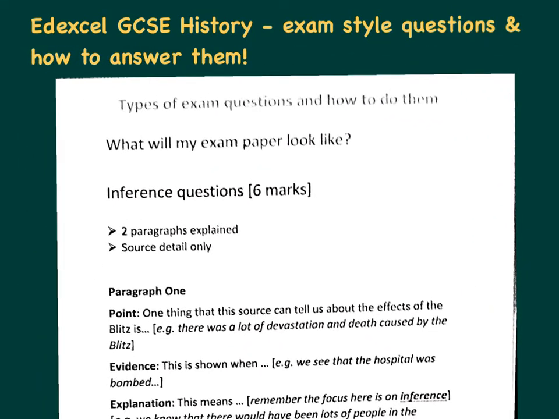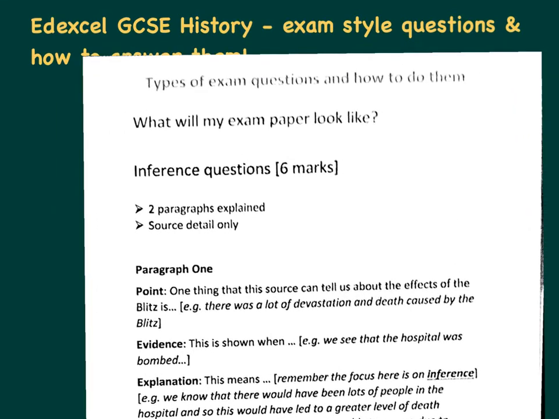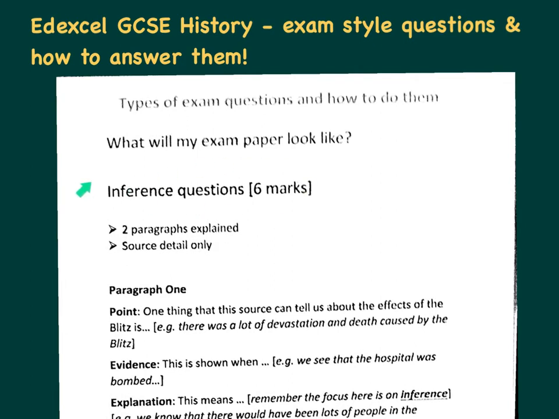So it'll say something like, what can you learn from source A, or something along those lines. What you need to do in answer to that type of 6-mark inference question, what can you learn from the source or what does it tell us about X, is 2 paragraphs and you need to use source details, so you need to quote something from the source and explain what that tells us or what that shows us about whatever the topic is in the question.